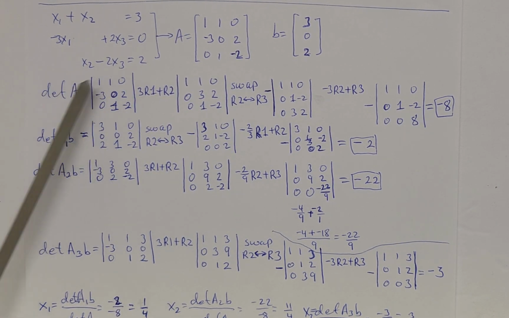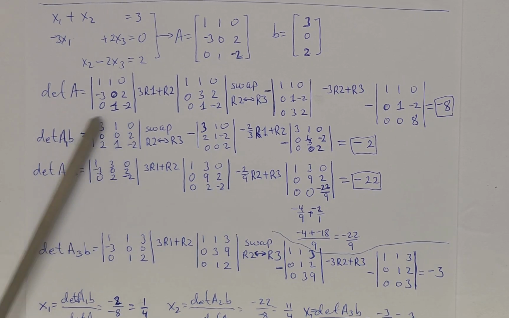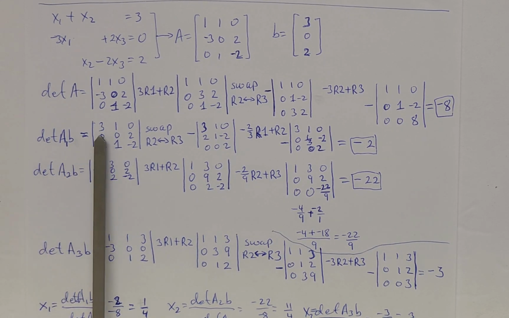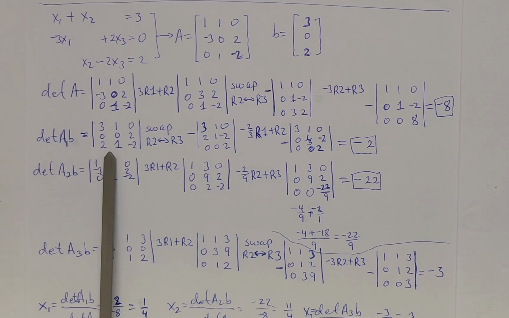The first determinant is the A. The second determinant is the first column. The third determinant will be the second column. And the fourth determinant will be the third column. And that takes a very long time to do.